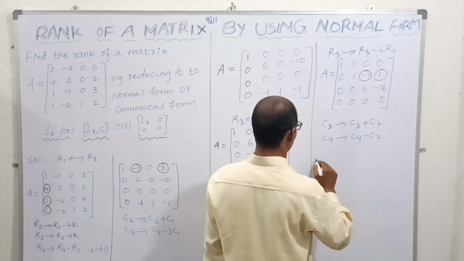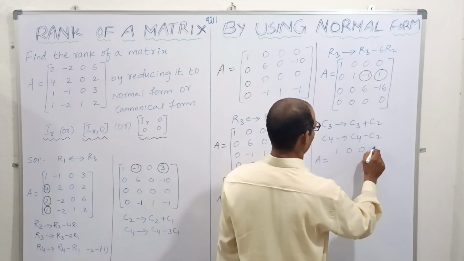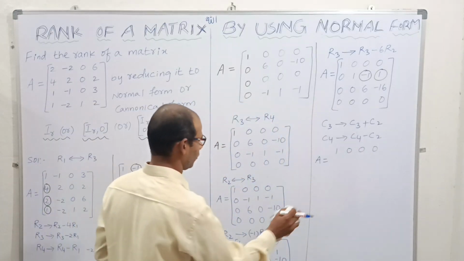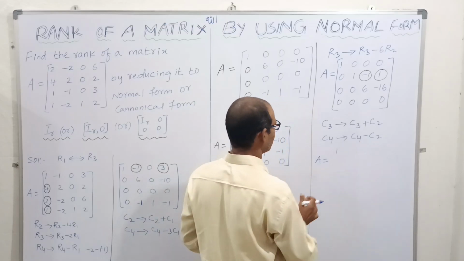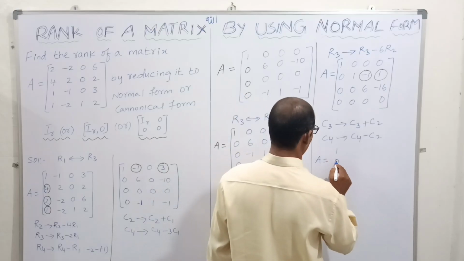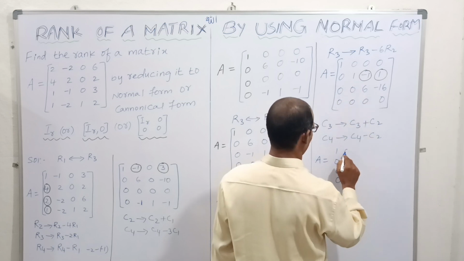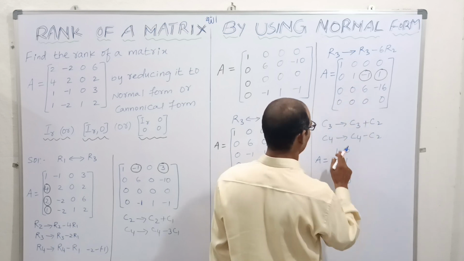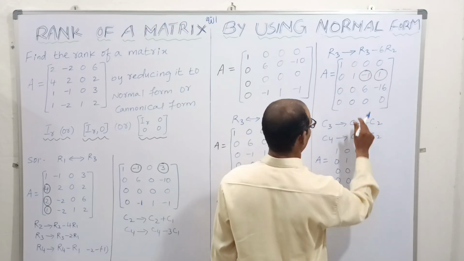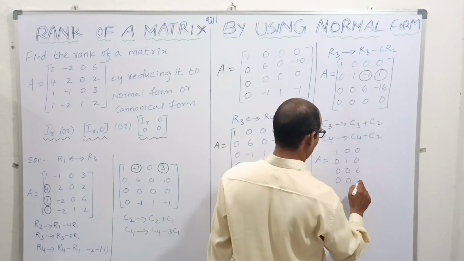So what happens now? So therefore, first row is same, 1, 0, 0, 0. First column we have to write, right? So we'll write in the first column, no change. So 1, 0, 0, 0. Second column also no change. 0, 1, 0, 0. So third column, column 3 plus column 2. 0 plus 0 is 0. Minus 1 plus 1 is 0. 6 plus 0 is 6. 0 plus 0 is 0.